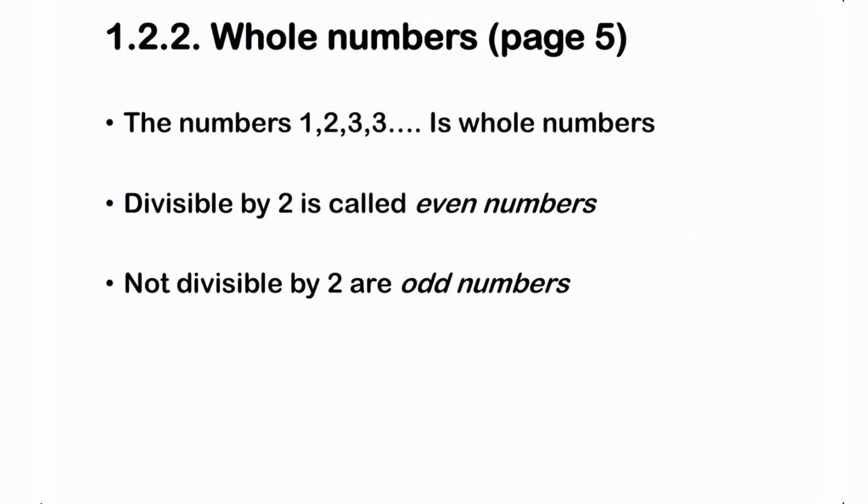Whole numbers. Numbers 1, 2, 3, and so forth is what we call whole numbers. When it is divisible by 2, it's called even numbers, and these include things like 2, 4, 6, 8. And when it's not divisible by 2, it is called odd numbers, 3, 5, 7, and so forth.